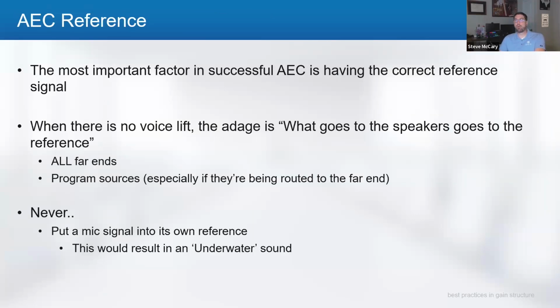So let's talk a little bit about our reference. The reference is, in the most basic sense, whatever is coming out of your speakers is what needs to go to your reference.